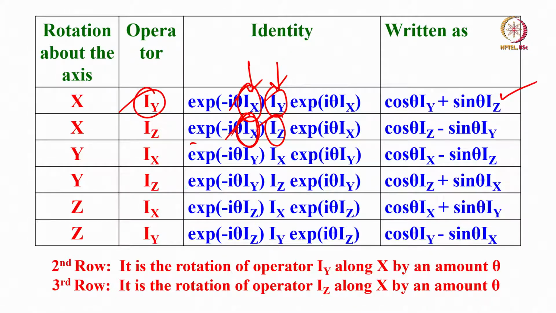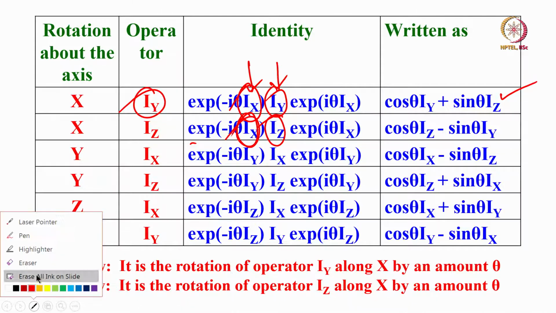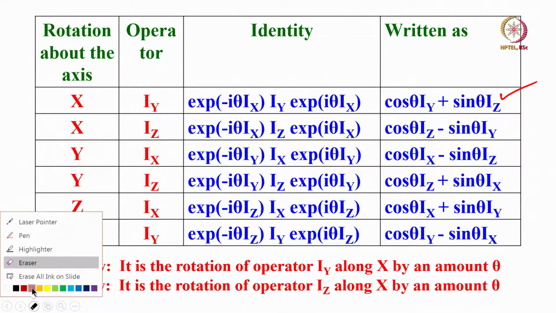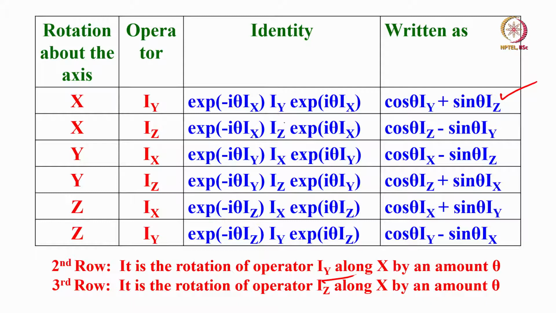If I consider an example of this, it is already written here. For example, if I consider the second row and third row. What is the second row here? I am sorry, this is the second row. The third row is rotation of Iz about x axis. Here, rotation of Iy about x axis. That is all you have to understand. Finally, you write a big equation like this. Physically it means it is a rotation of an operator about a particular axis. In this example, this is the rotation of the operator Iy about the axis z.